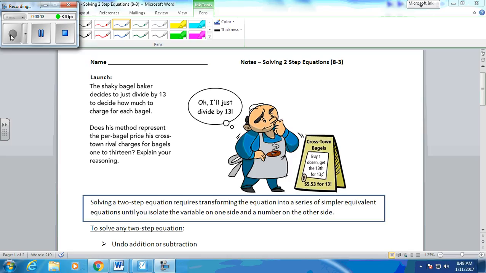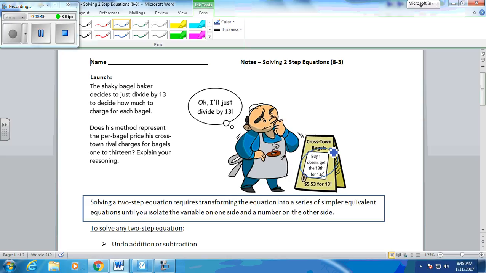Taking a look at the launch, it's very similar to the one that we had the other day. Again, we've got our shaky bagel baker. Decides to just divide 13 to decide how much to charge for each bagel. Looking at our situation, it says though that you buy 1 dozen and you'll get the 13th for 13 cents. So if you just divided $5.53 by 13, would that actually give you the price per bagel? So it says, does his method represent the per bagel price his crosstown rival charges for bagels 1 to 13? Explain your reasoning.